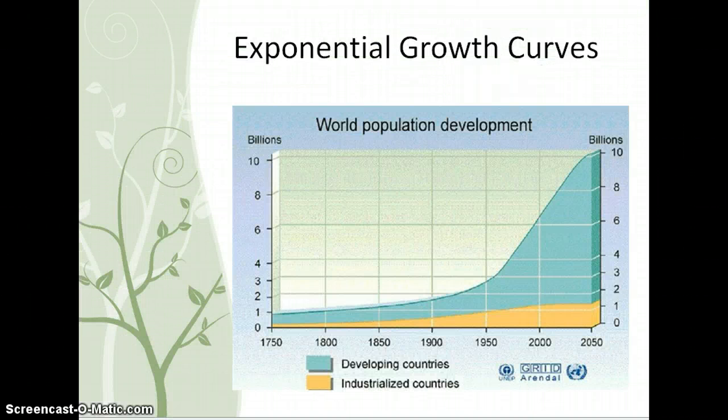This is an exponential growth curve. We need to know how to recognize these. Exponential growth curves are always J-shaped. They have that J-shaped curve. Something is growing faster and faster over shorter and shorter periods of time. This shows our world population in billions, starting back in 1750.